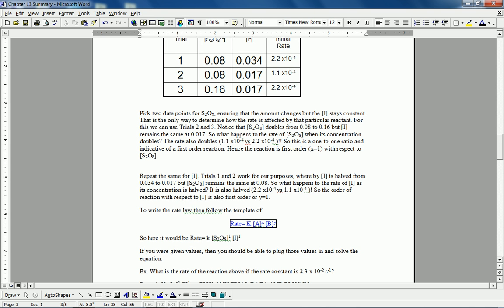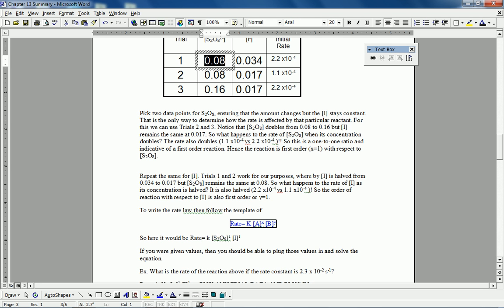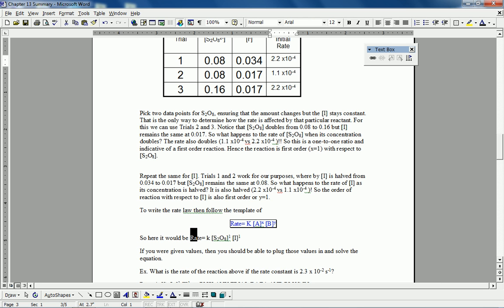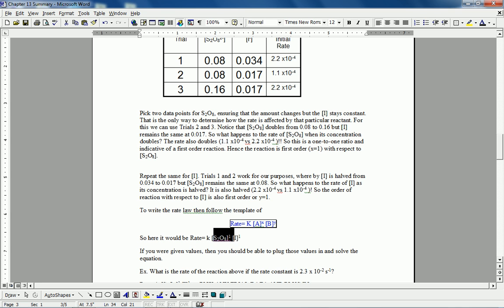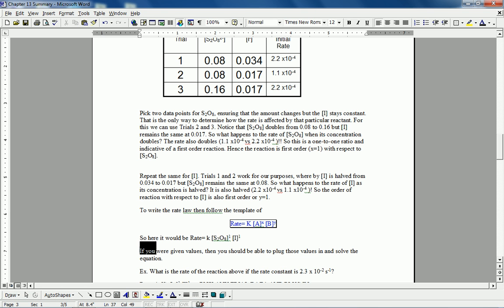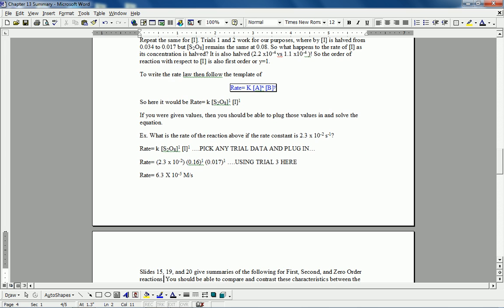So let's take a look and see what's going on. Here we go. Let's say we pick trial number 1. We would plug in 0.08 for S2O8, and 0.034 for I minus. We know the exponents are each 1, so that's nothing unusual. Then we pick the rate that corresponds to that and plug it in for the rate. We have the concentrations from this table, which means the only thing left to solve for is K. So plug in the given values and solve for K, and you should be good to go.